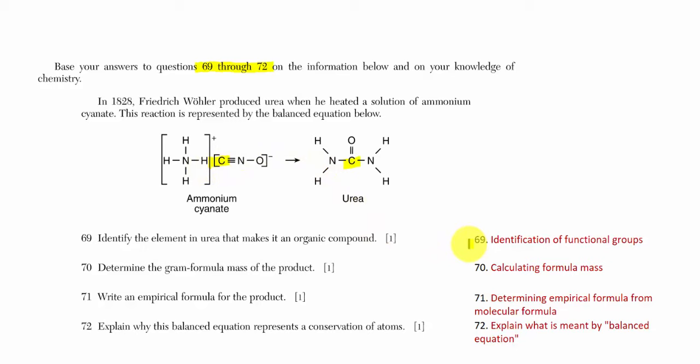We're also going to be asked to identify the functional groups located in those compounds. We're going to calculate a formula mass, determine an empirical formula from a molecular formula, and also explain what is meant by a balanced equation. So we're jumping through several different topics here. It's a really good collection of questions. Let's start with 69.